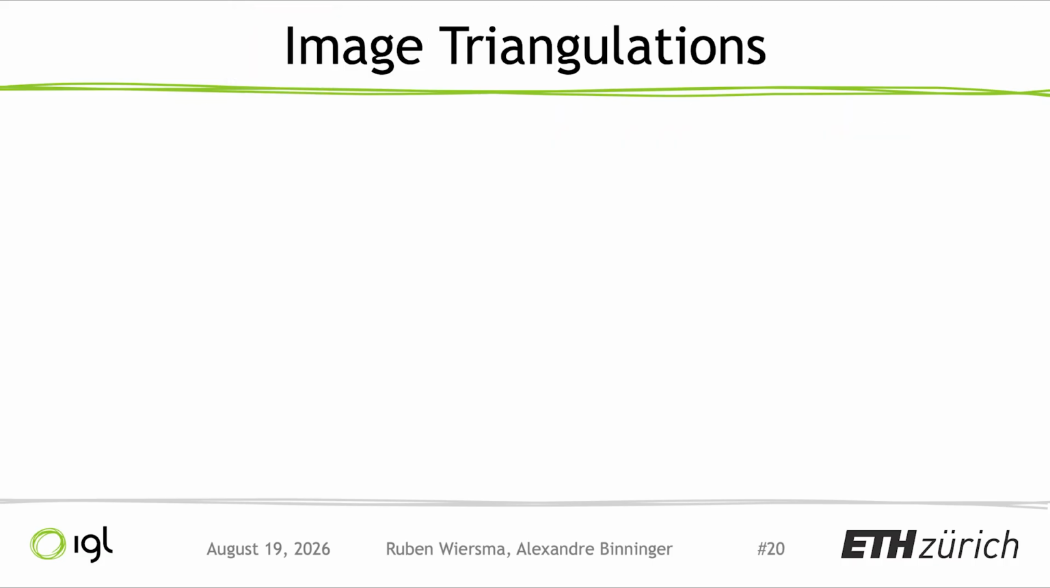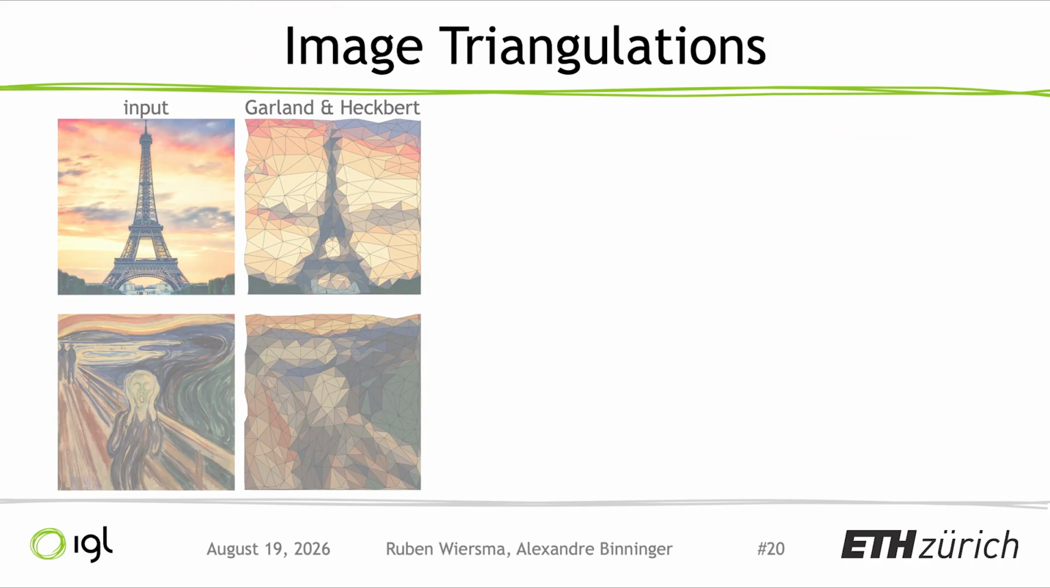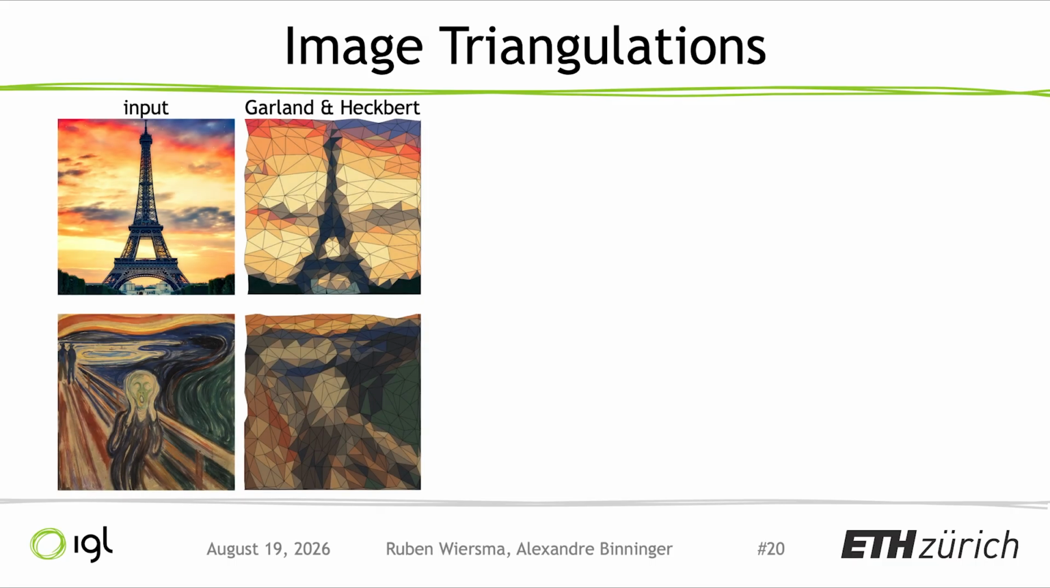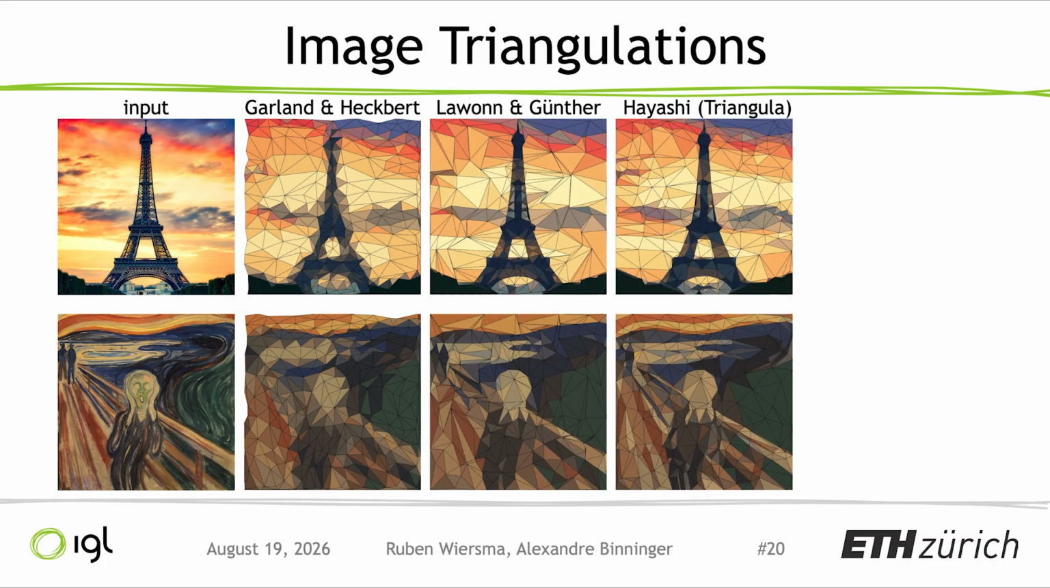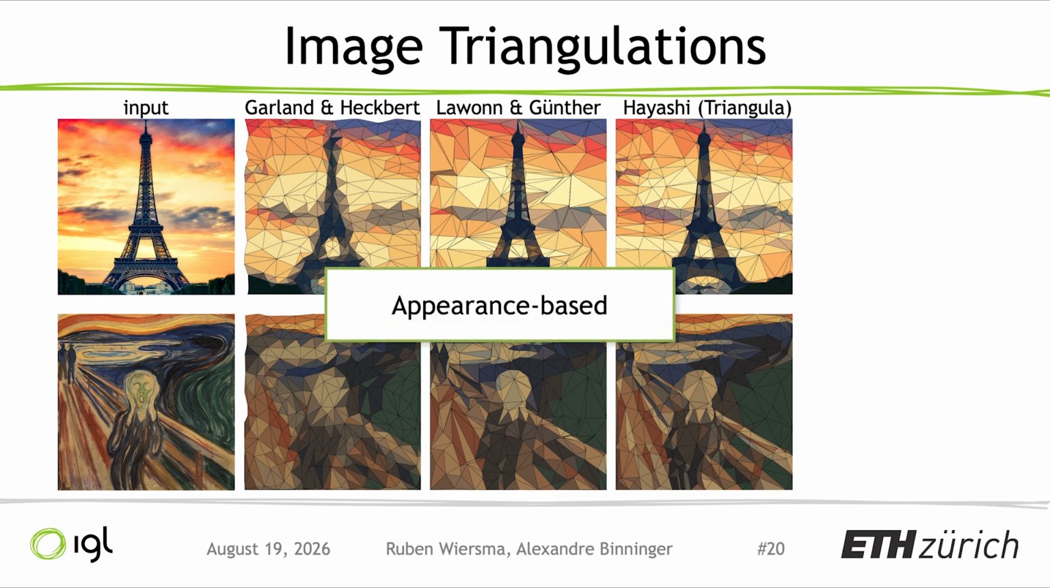Now, this low-poly style has been covered in prior research. Early on in 1998, Garland and Heckbert already simplified an initial 2D triangle mesh using a formulation of the original quadric error metric that accounts for appearance attributes. More recently, Lawonn and Günther and Triangula use optimization-based methods to place vertices and assign colors per face to match the appearance of an image. A downside of these approaches is that they are all appearance-based and they do not incorporate semantics or aesthetic quality, or approximate the low-poly style as it has evolved over the years.